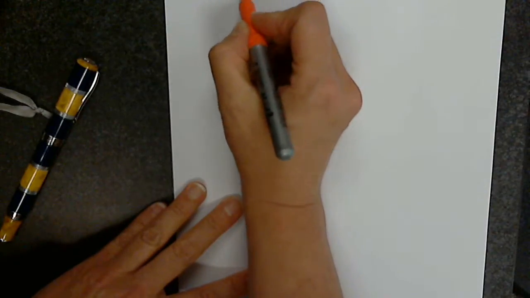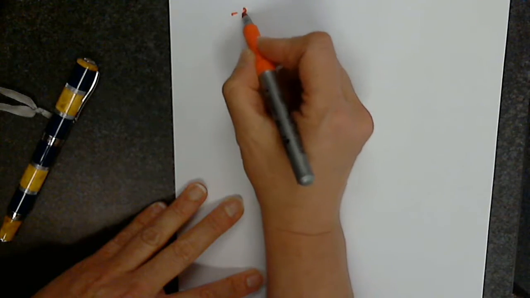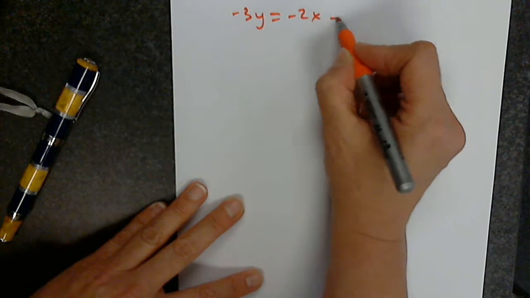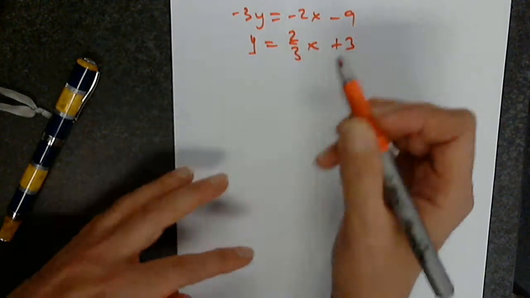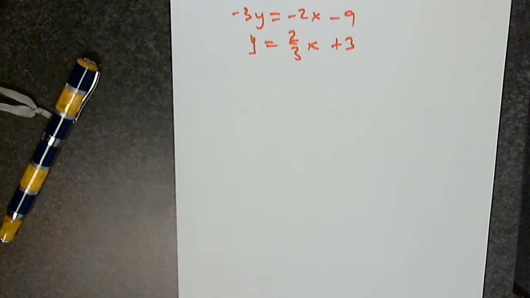I have 2x minus 3y equals negative 9. Negative 3y equals negative 2x minus 9. So y will be 2/3 x plus 3. So I solve the second equation. In parentheses, I have 2 divided by 3, multiplied by x, and plus 3.